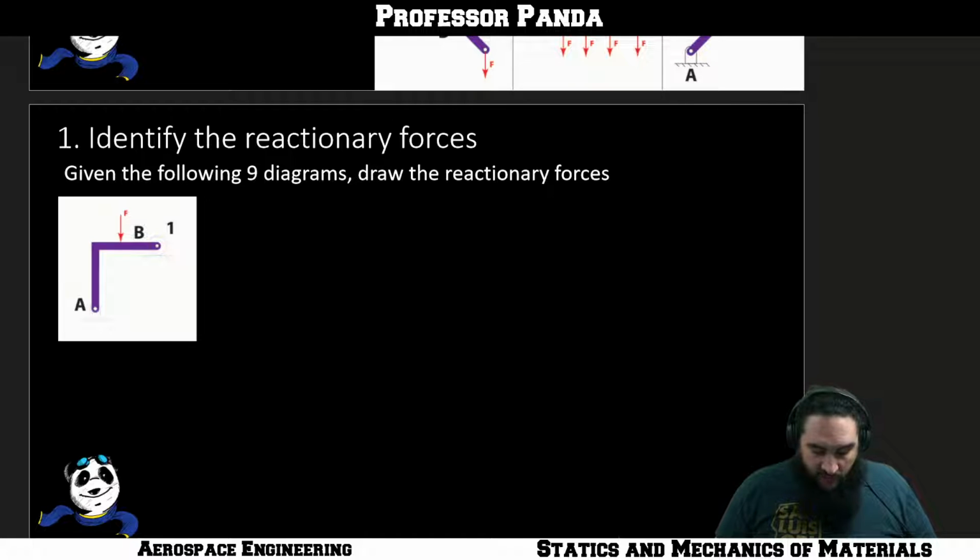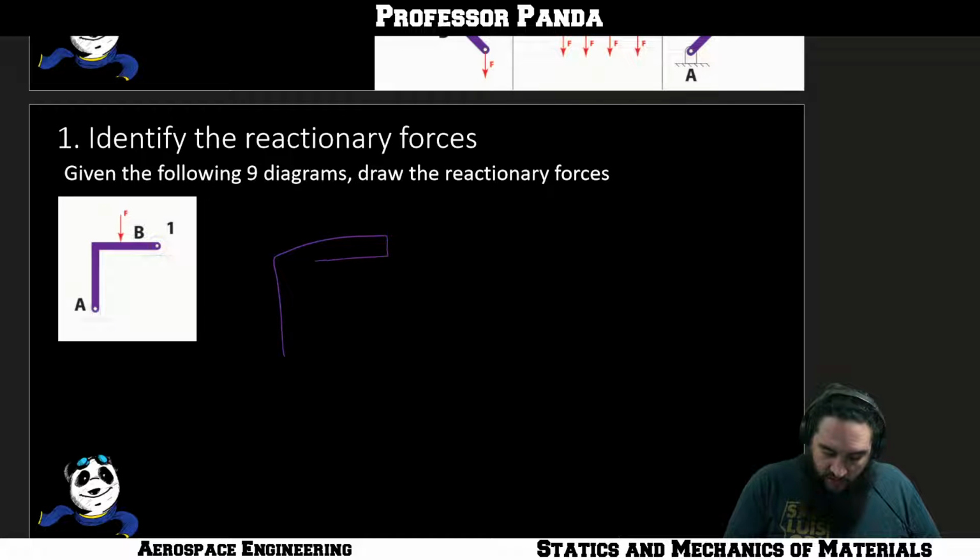First problem, given the following 9 diagrams, we only have one here. Draw the reactionary forces. So first things first, we're going to draw our representative body. We're going to draw our externally applied forces. Keep that as F. On the right hand side, on the top, we're going to have B there. So it's a little bit tricky. Okay, it's attached with the pin. So let's just go ahead and put the pin in first.